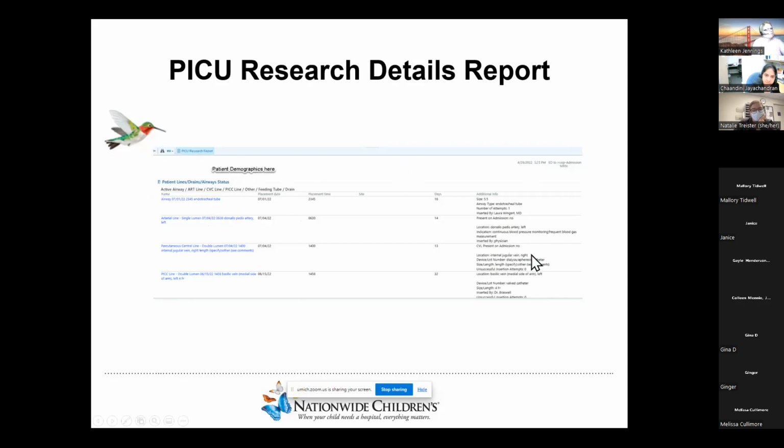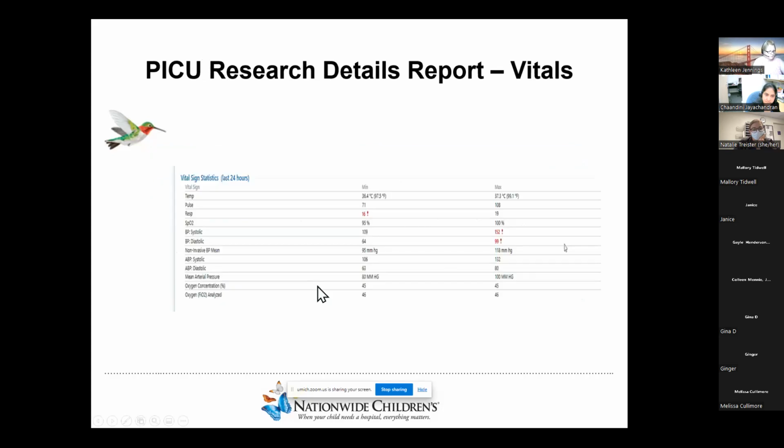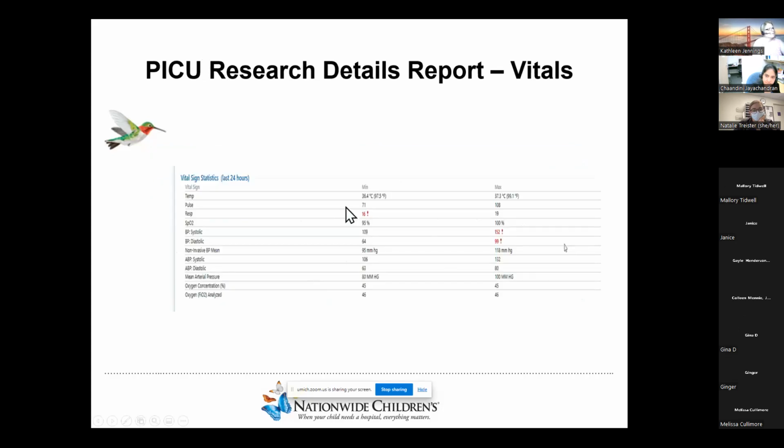This is just using a standard Epic print group and configuring it a little bit to show this additional information, as well as the days they've been on those LDAs. Again, this is just another LDA report. Same thing. We also wanted to show the vitals. They wanted the min and the max for a 24-hour period, rather than each individual vital. So they chose which vitals they wanted to display. And this, again, is just a standard Epic print group that we configured.